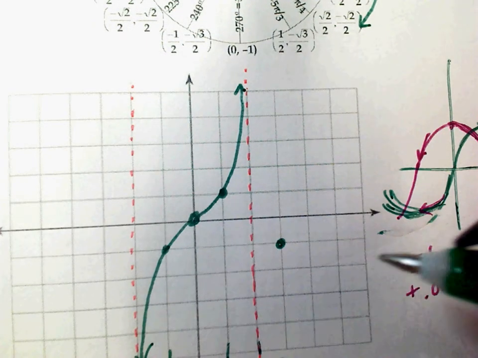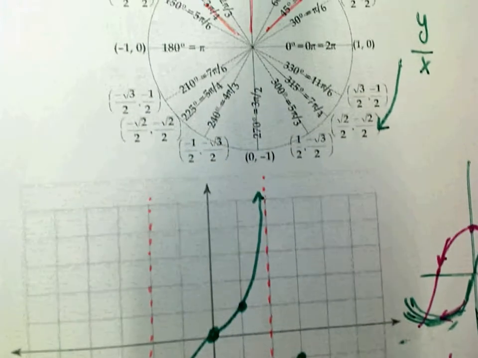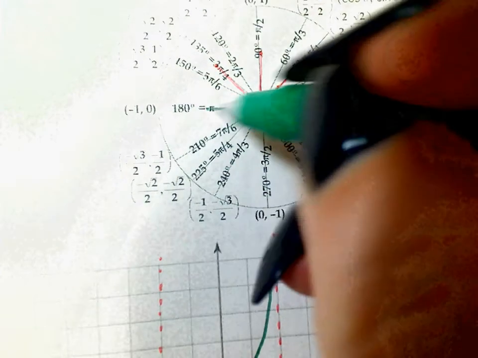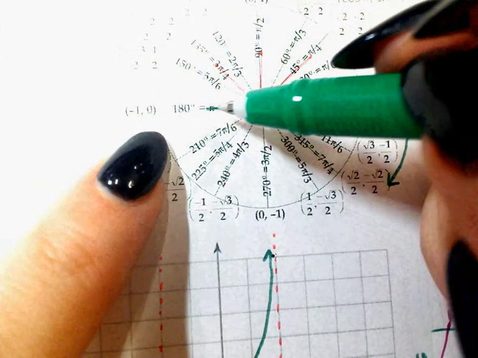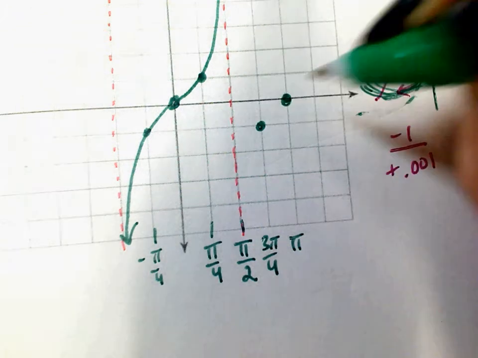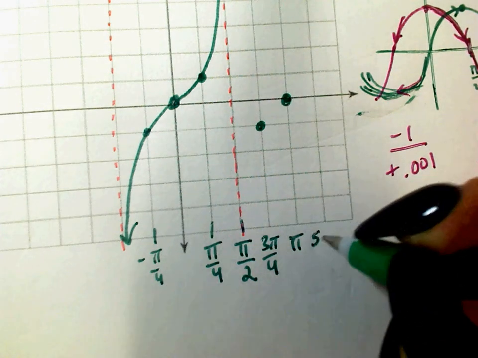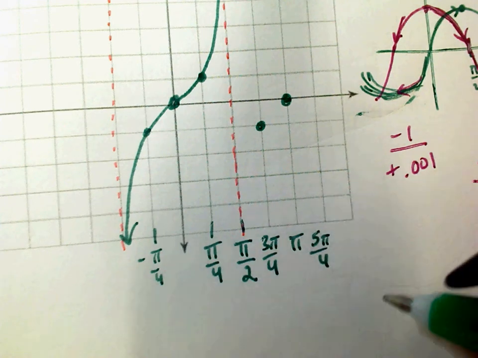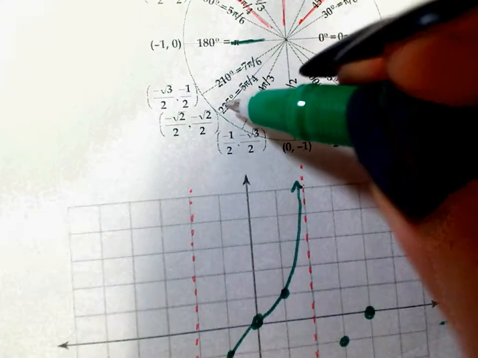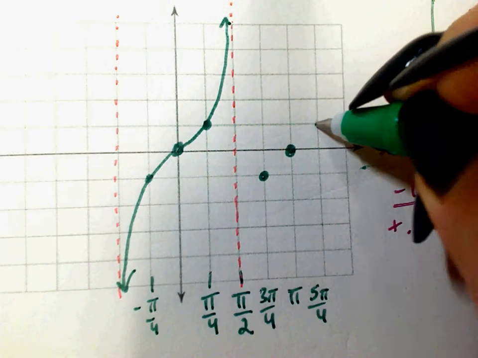What would the next tick mark be? Well, the y value would be 0, but we'd be at pi. Okay. So at pi, we're back at 0. What comes next? 5 pi over 4? At 5 pi over 4, what's tangent? Just a positive 1 now. And then last, 3 pi over 2? Undefined again.